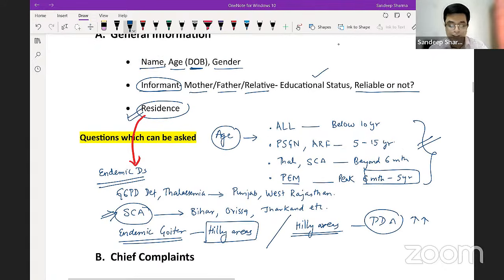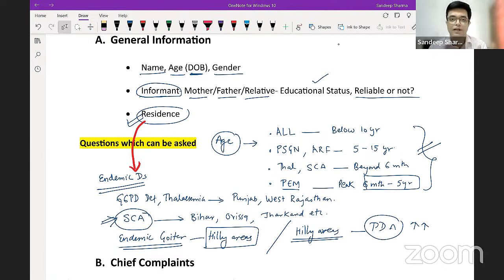What example did I just give? Let us summarize the general information first. Raju, 2-year-old boy, resident of Kannur, parents also residing with the boy. The informant is the mother of the child, named Gayatri Devi. She has studied till 10th standard and she is a reliable informant. This is the general information that you will give, right? In 1 or 2 sentences.